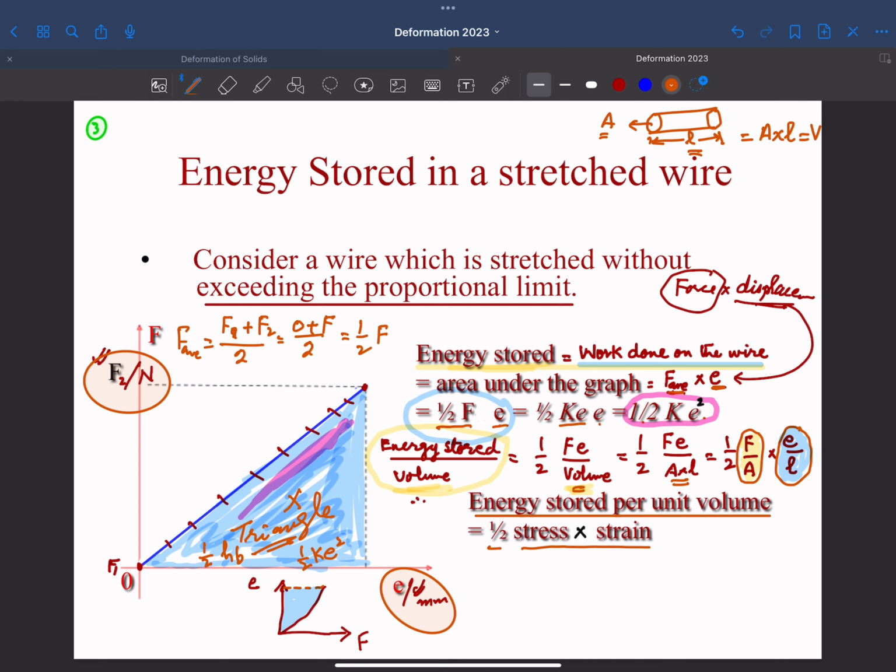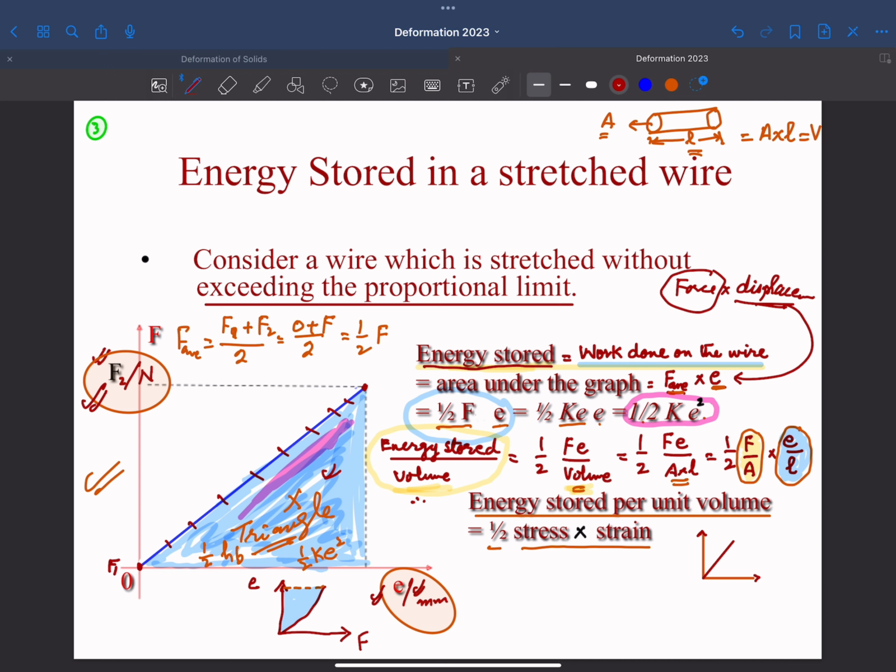So remember this point: if instead of this graph, which we have just discussed, the graph is given with stress along the y-axis and strain along the x-axis, then for the area under the curve, you have to consider what is the quantity along the x-axis and what is the quantity along the y-axis. If the quantity along the y-axis is force and along the x-axis is extension, the area under the curve gives you the energy stored in a body.